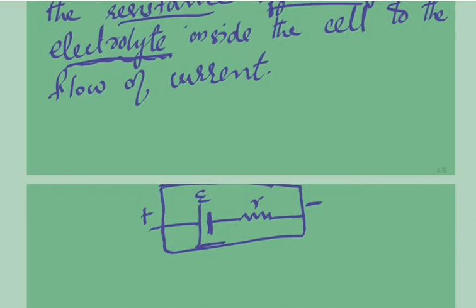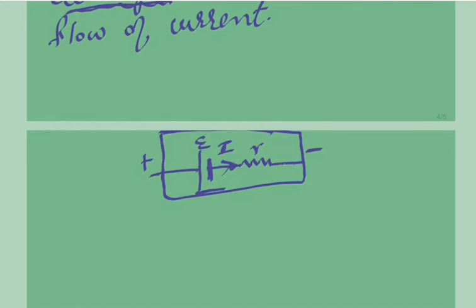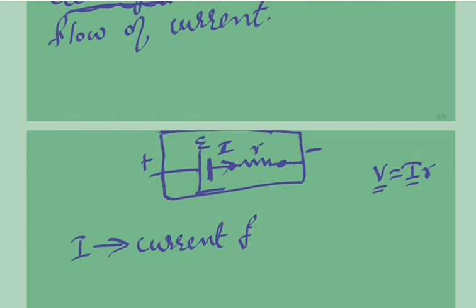Now suppose a current I is flowing through the electrolyte, that is, let I be the current flowing through the electrolyte, then voltage across the internal resistance, from Ohm's law we have V equals IR, isn't it, where R is the resistance, V is the potential difference or voltage, and I is the current. So let us suppose that I is the current flowing through the electrolyte.